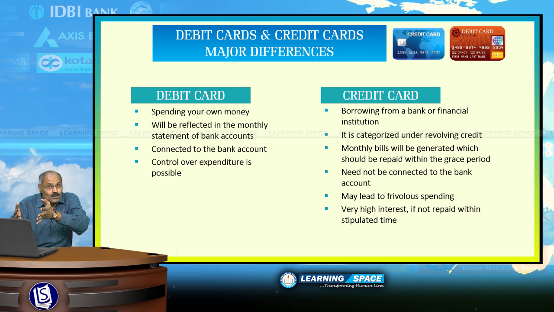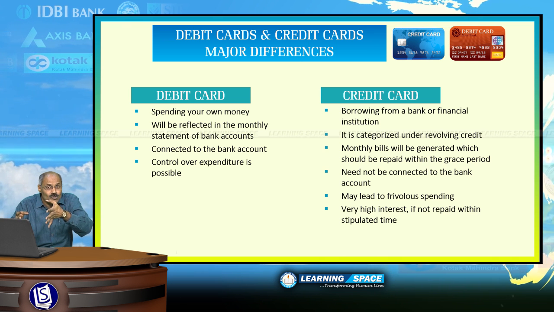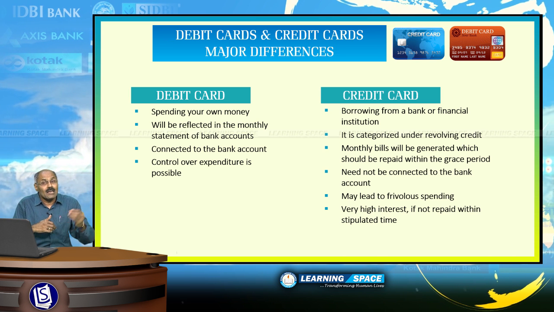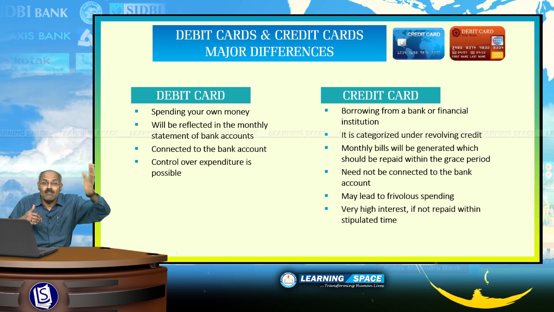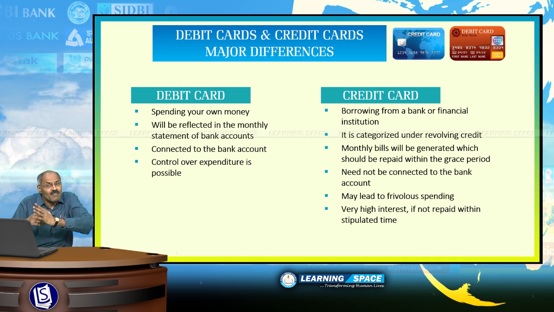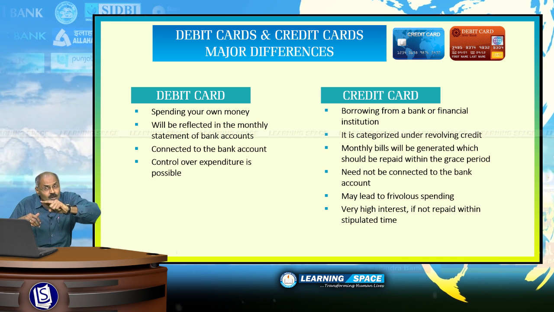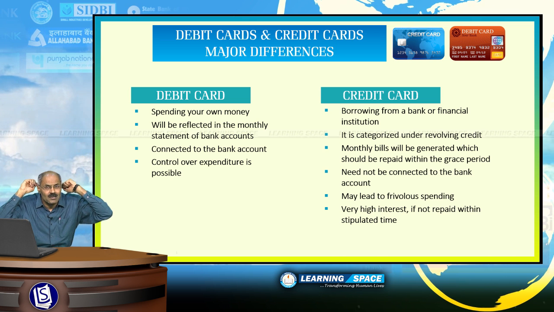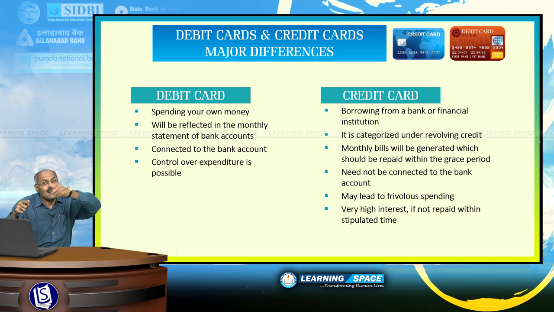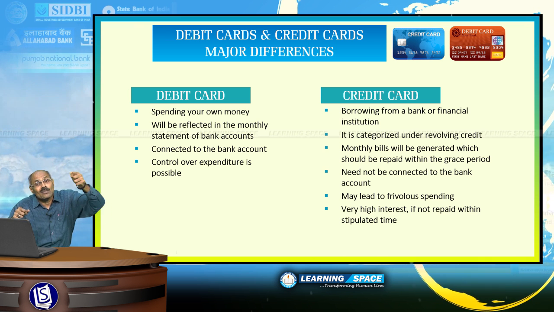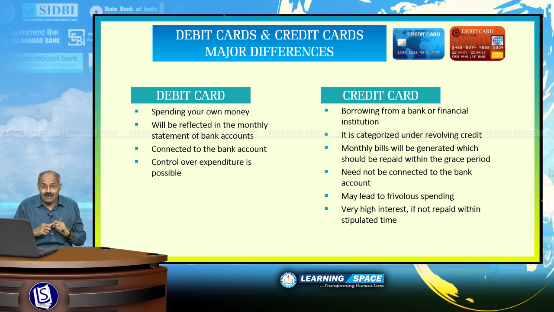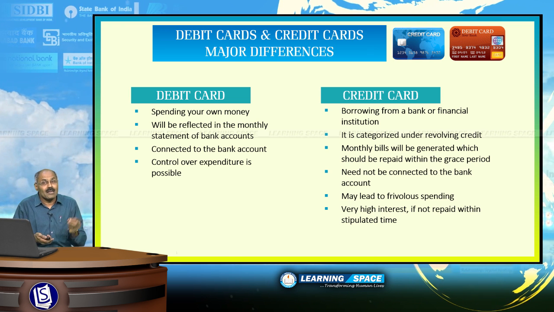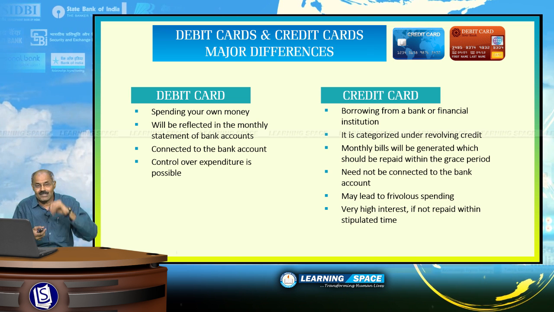But don't forget, credit cards are used in emergencies. The advantage of having a credit card is that in emergencies you can have access to the bank's money, but the disadvantage is if you are not able to pay back within the grace period, you will be charged quite heavy interest. The second disadvantage is it may lead to frivolous spending, right. So, this is the basic difference between debit card and credit card. Credit card is useful for emergencies.